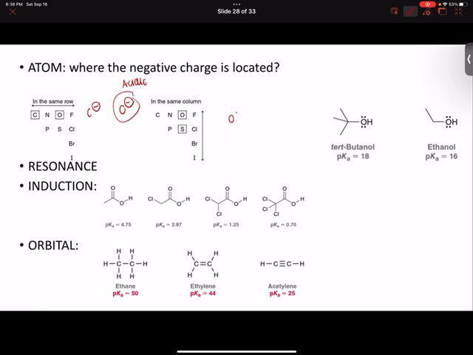But if we have an oxygen negative and a sulfur negative, like you see, they're on the same column, the sulfur is going to be more acidic. And you're going to wonder why. Because when they're on the same column, what matters is the weight, not how electronegative it is. So this is on weight. But instead, when they're on the same row, what matters is electronegativity.